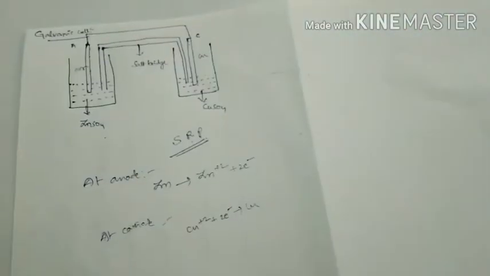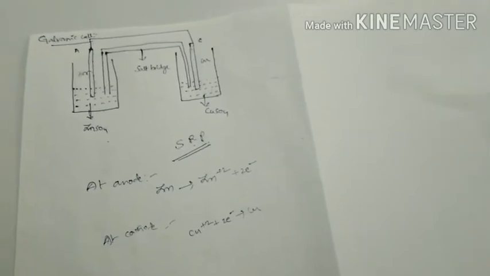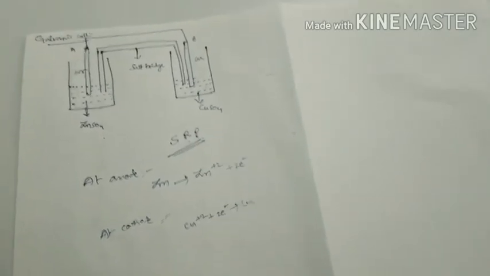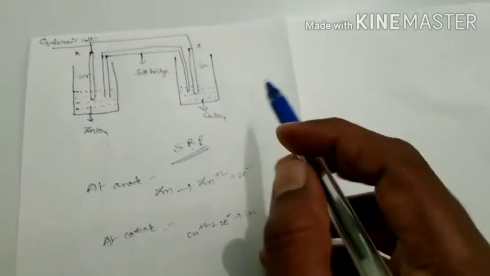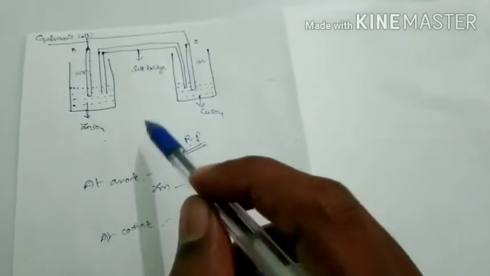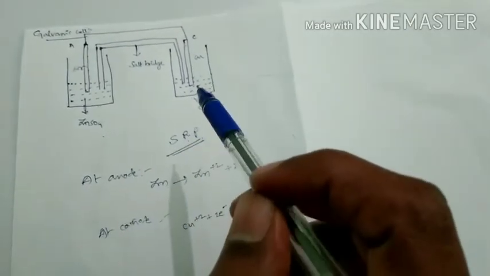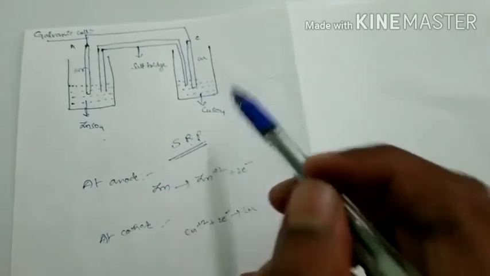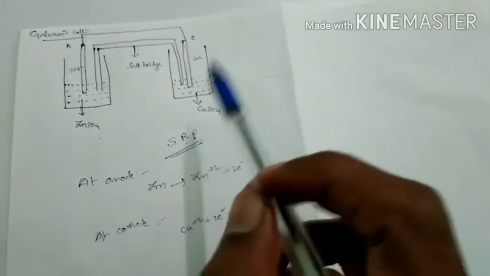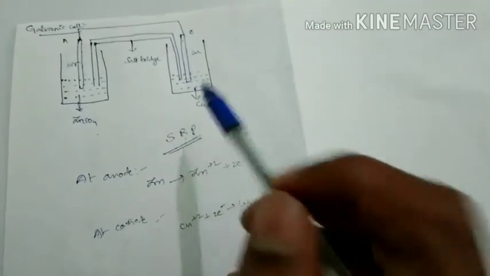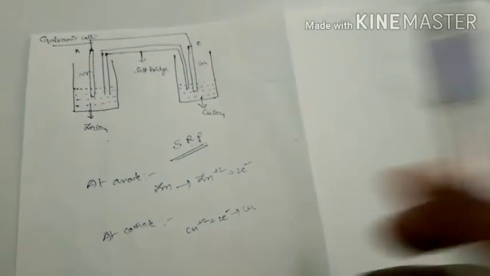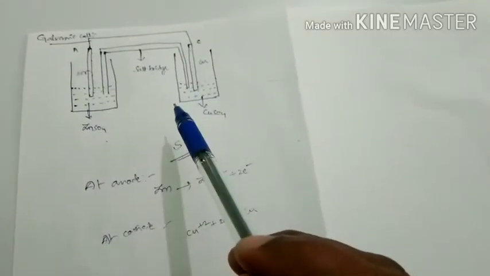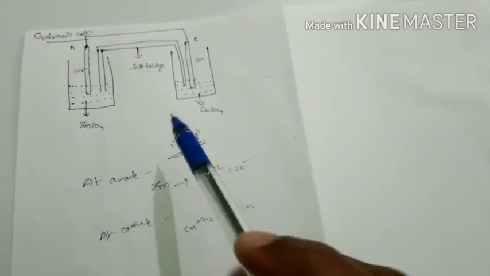I repeat once again, the cell in which chemical energy is converted into electrical energy is called galvanic cell. That means in this cell initially a chemical reaction takes place and finally electrolysis takes place. That means after the chemical reaction, only then does electrolysis take place. That is the meaning of the definition. This is also called electrochemical cell or voltaic cell.